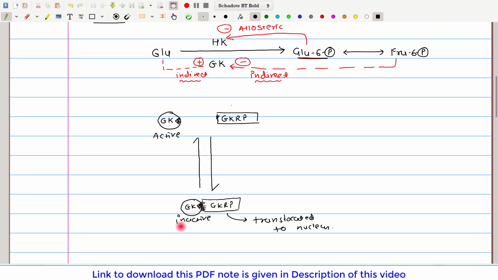So here the effect is two-way. First, GKRP makes glucokinase inactive. Second, it is translocated to the nucleus, right? So this way glucokinase becomes inactive.